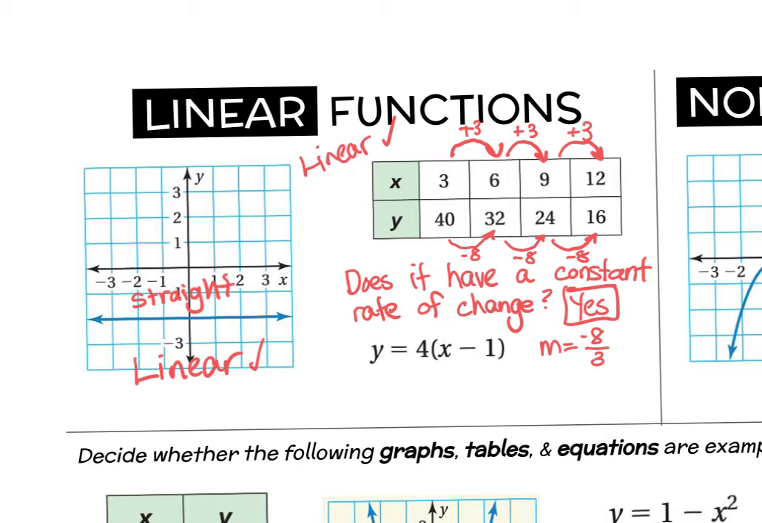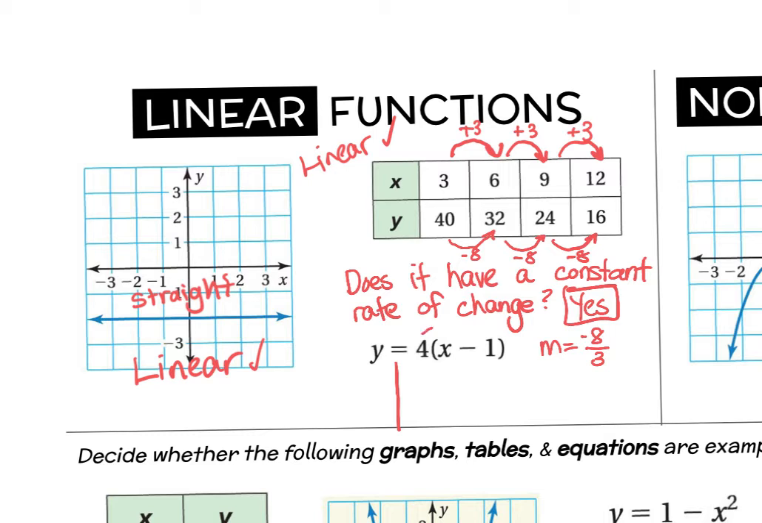All right, so like I said, the graph's easy. Table's a little bit more challenging. Now let's talk about the equation. How do we know if this equation is linear? The main thing is, can this equation be rewritten in slope-intercept form? Remember that slope-intercept form is y equals mx plus b. So I want to do a little bit of work here to get rid of the parentheses and see if this can be rewritten in slope-intercept form.